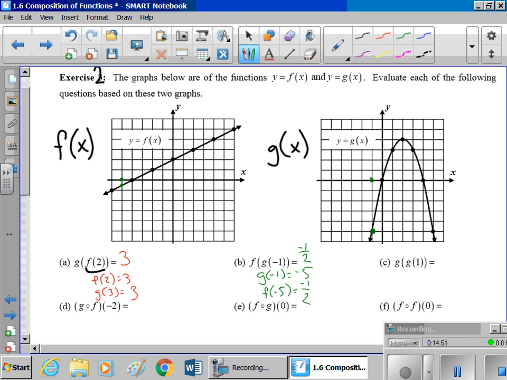All right, so moving on. C says g of g of 1. So g of 1 is equal to 3. Excuse me. Long day. Okay, so then we look at g of 3. We're on the same graph, no flipping over. And g of 3 is equal to 1, 2, 3, 3 as well. So the whole answer is equal to 3.